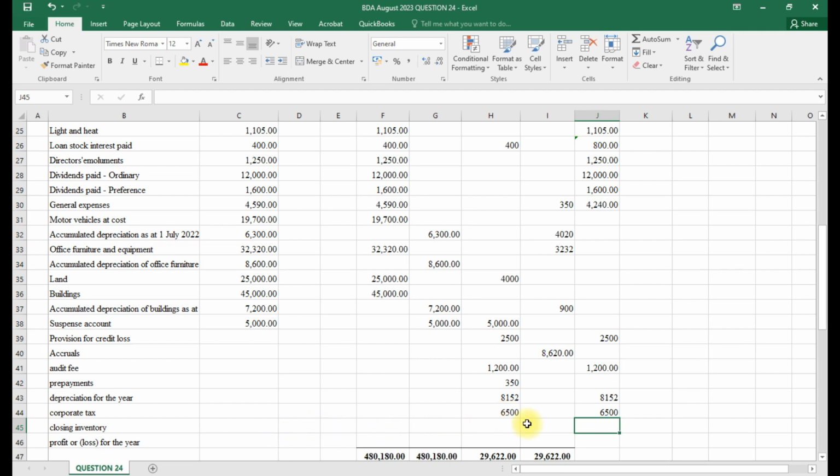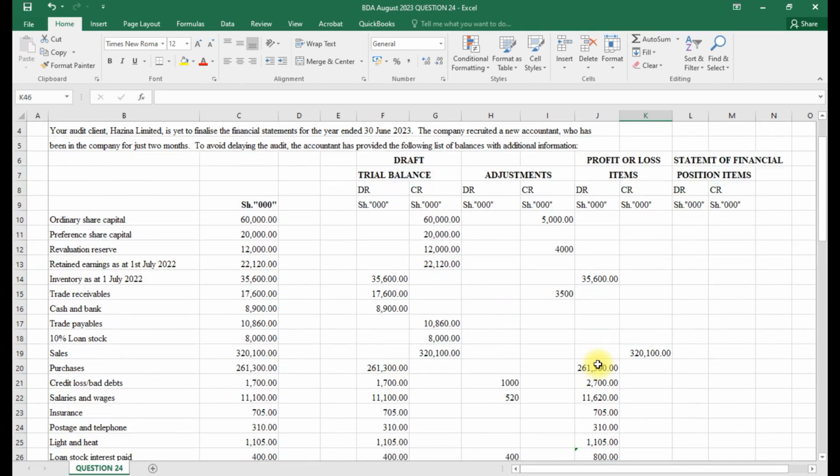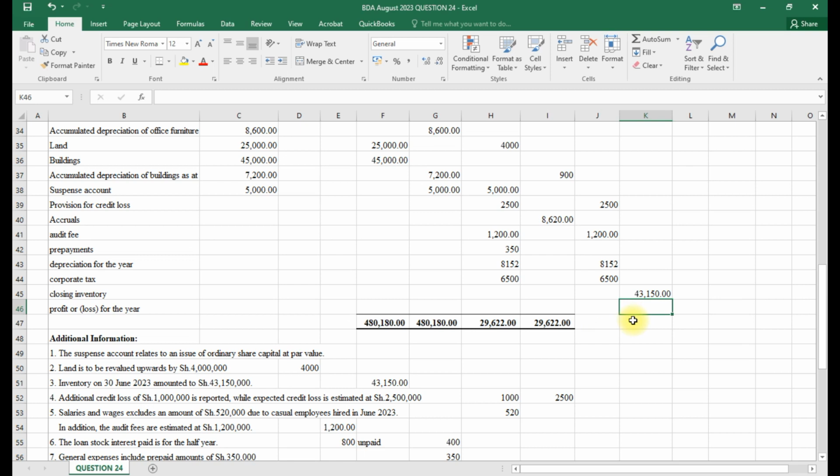So closing inventory will not appear. Yeah, closing will appear. Our closing inventory was 43,150. So closing now will appear on the credit here. Our closing inventory, because it will reduce. It will appear in the profit or loss item, but on the credit side. So that we have covered the adjustments that were affecting our statement. Yeah, and that's all. So you can get the difference here.